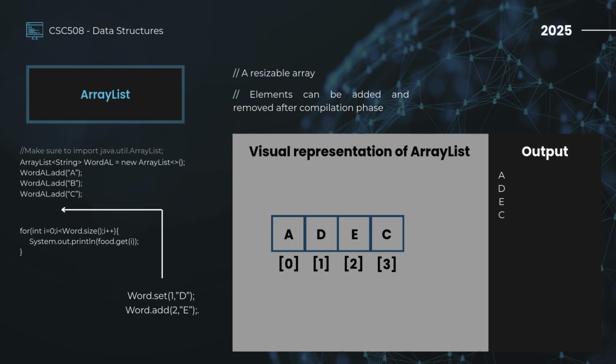The set method is used to replace the value at a specific index. For example, if you set index 1 to D, the B will be replaced by D. Meanwhile, the add method inserts a new element at a specific position. When you do this, it shifts the existing element to the right to make room for the new value.